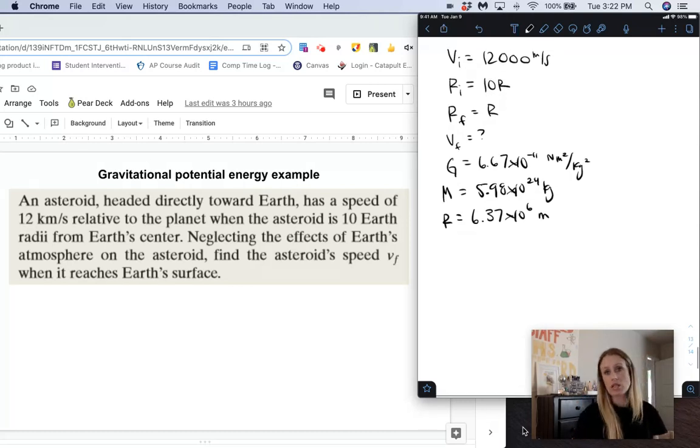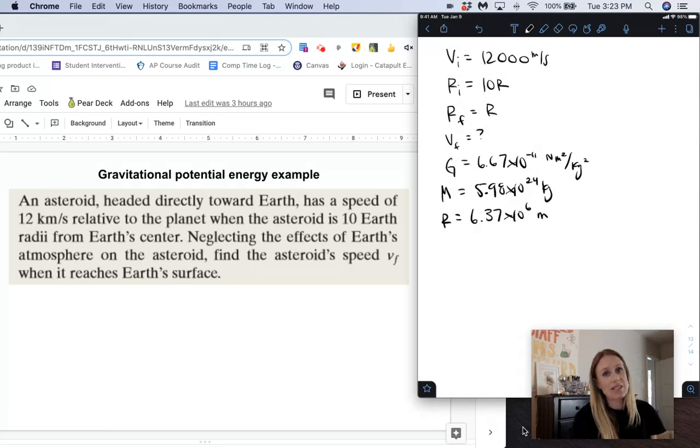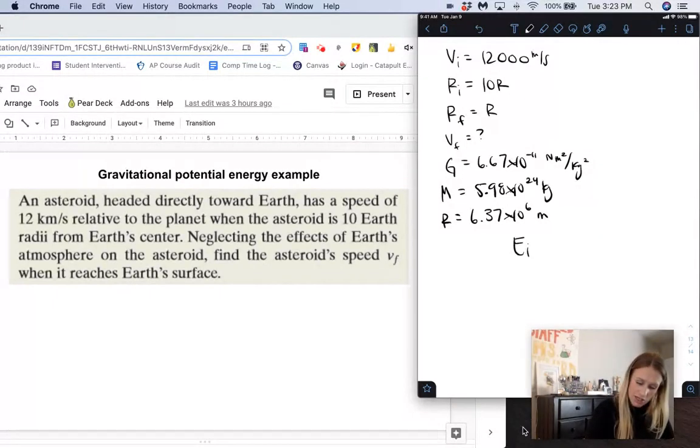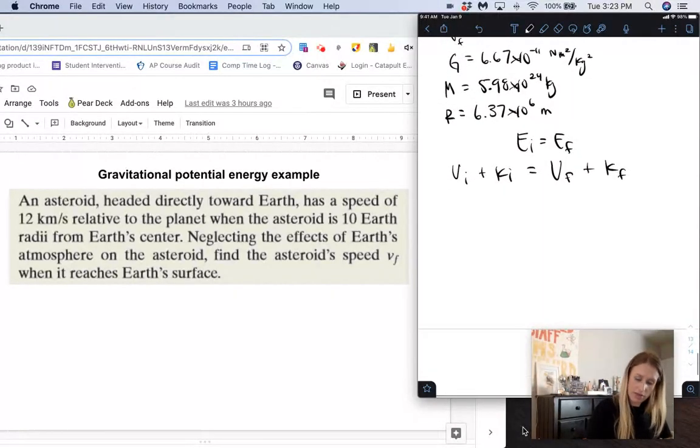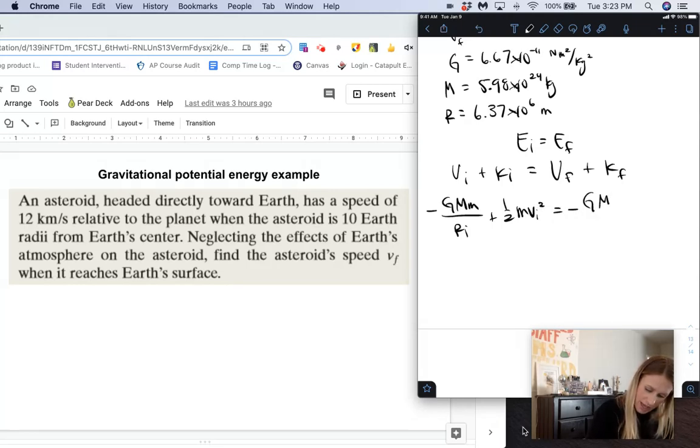So what we're going to do here is use conservation of energy, except now instead of mgh for our gravitational potential energy, we have a new equation. So I have energy initial equals energy final. This is potential energy initial plus kinetic energy initial equals potential energy final plus kinetic energy final. And then plugging in those formulas, we get negative GMm over r initial plus 1/2 m v initial squared equals negative GMm over r final plus 1/2 m v final squared.